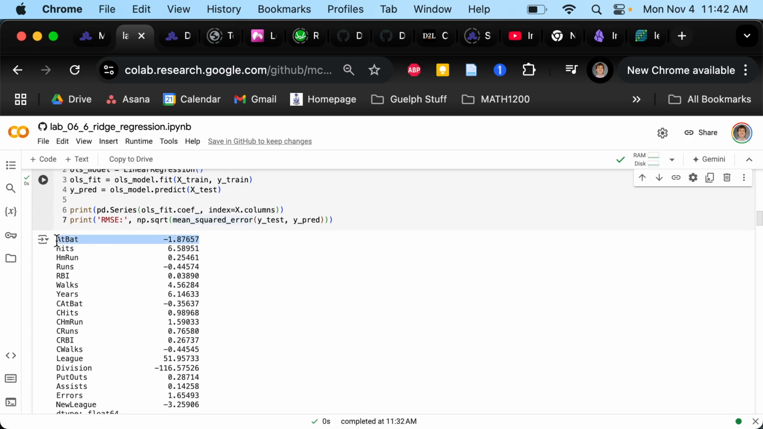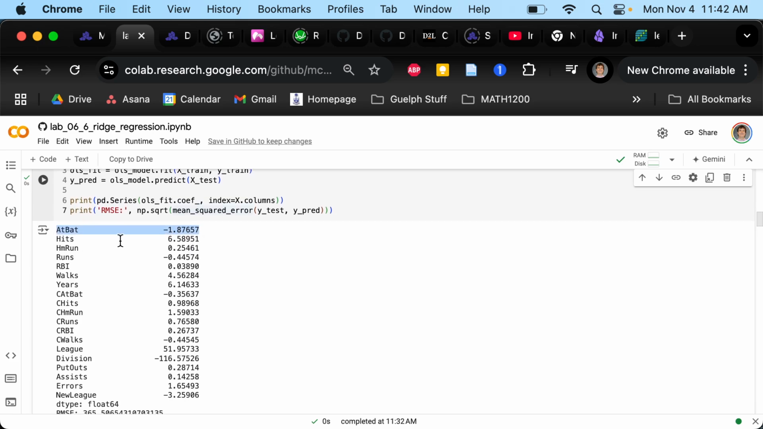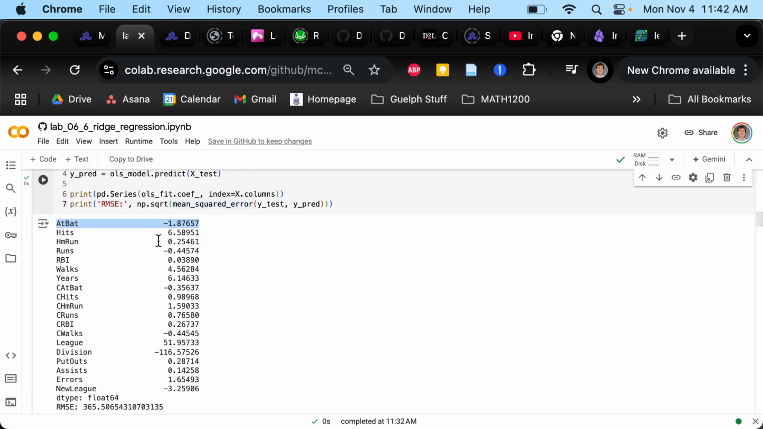But I think we're missing something. We can't just look at this number. We need to know something else. We need to look at something else. The standard deviation of what? Like what ranges are all the features. The features. Okay, so this is the coefficient.